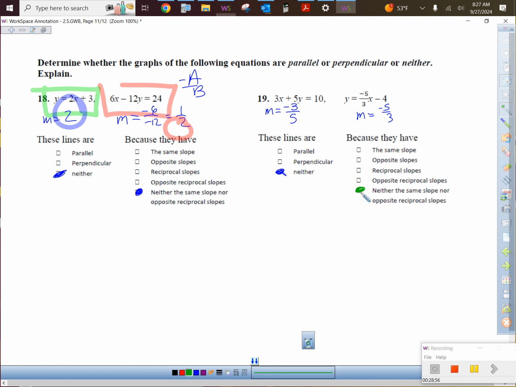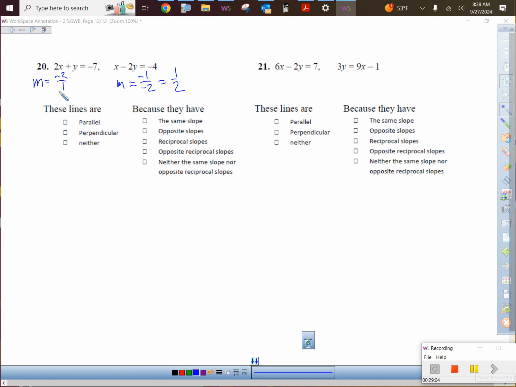Why don't you pause the video and do the rest of these and check them with mine. So I found the slope of this one to be negative 2 over 1, this one to be a positive 1 over 2. Those are opposite reciprocals. So what kind of lines are they? Parallel, perpendicular, or neither? Perpendicular. Reason? This is the worst reason you could have. I take that back. This is also the worst reason you could have. Because guess what you have to have? Not that and not that, but the fourth one. Don't you have to have opposite reciprocal slopes? Are you with me on that? Keep on keeping on.